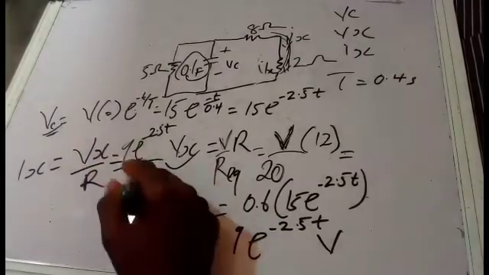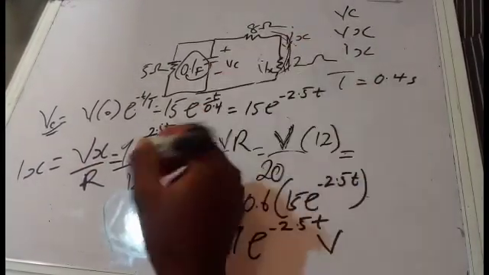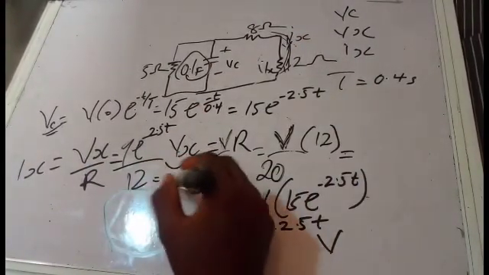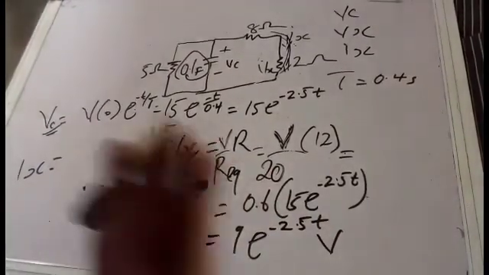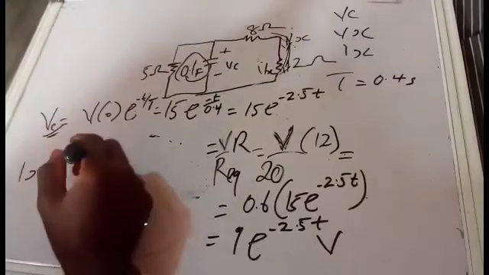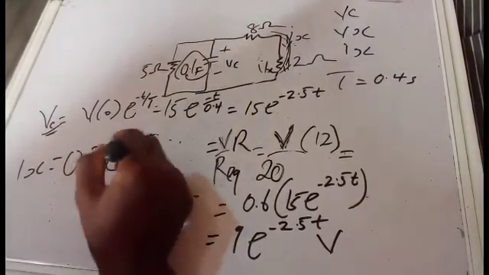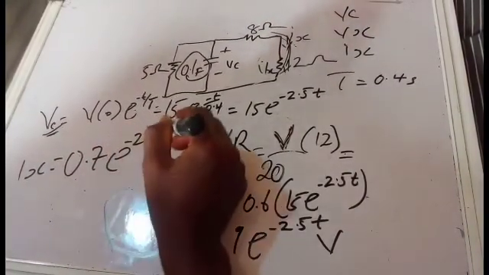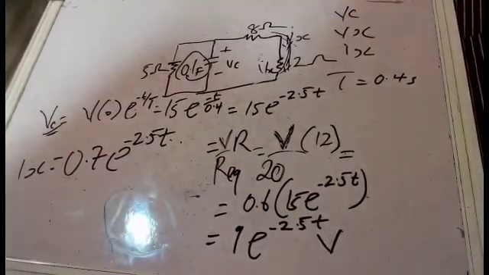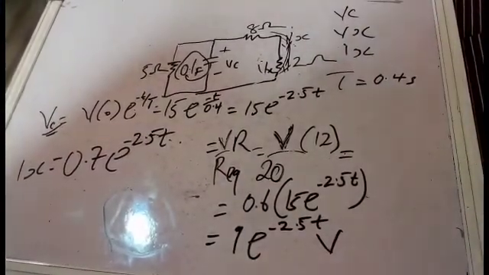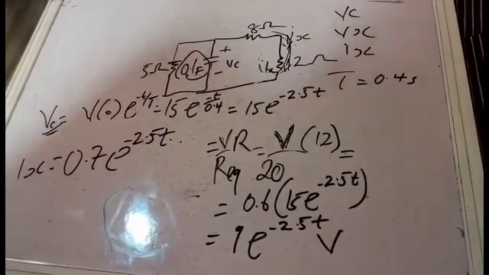Now our R at this point will give us 0.7. Let me write it out. Our Ix will give us 0.7 e to the power of minus 2.5t. So in the next video we'll be studying the source-free RL circuit.